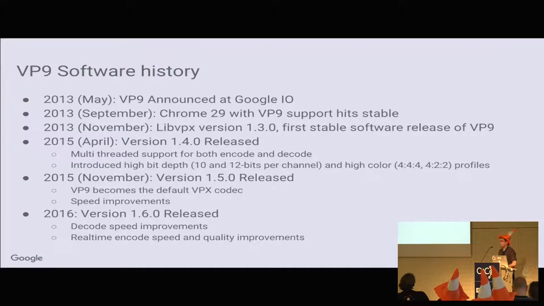In 1.4, we added multi-thread support and support for high color profiles. In 2015, we made VP9 the default codec in libvpx, and we worked on speed quite a bit. And this year, we released version 1.6, and we've continued to work on decode speed and real-time encode performance, among other things that I'll get to.